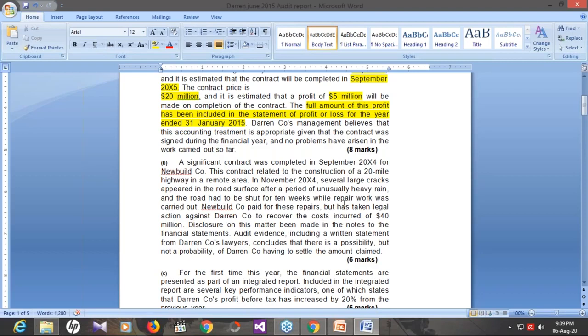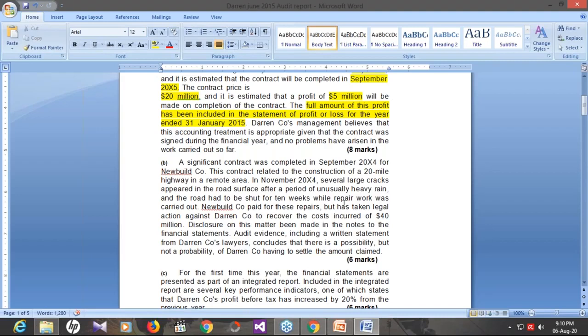So up to this point, the examiner has discussed the event, what has happened: the road that was constructed by Darren Co needs repair, and the company had to pay 40 million for the repair and maintenance, and they have charged Darren Co for the 40 million. New Buildco says Darren Co should pay for that because it constructed this road, so they should pay 40 million. So there is a case against the company.